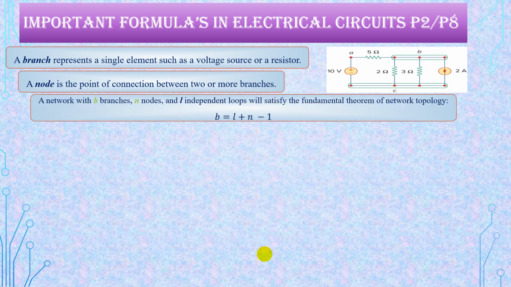Okay. Next, this equation is very important for you. You have to remember this: number of branches, number of loops, number of nodes.